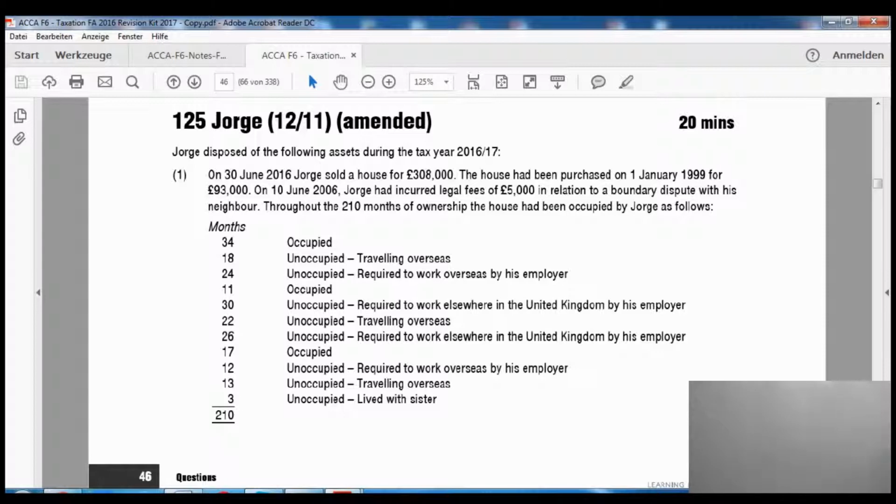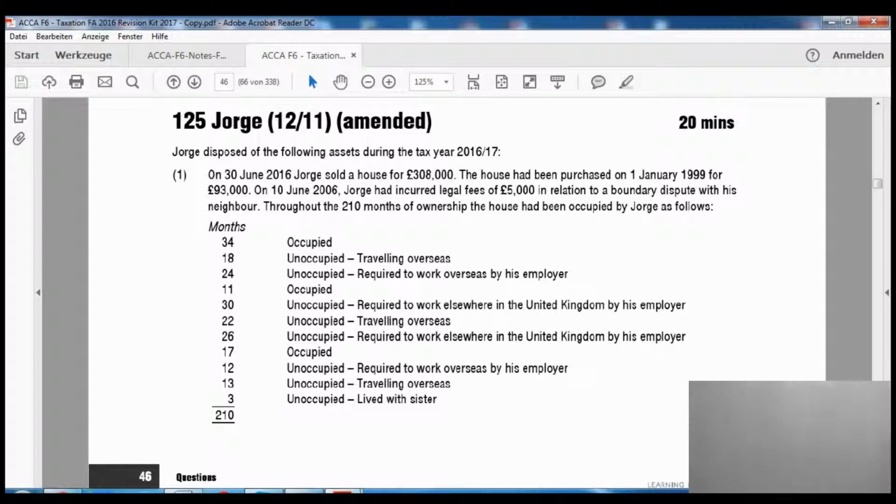So it was purchased for £93,000 in 1999. It was sold for £308,000. On 10th of June 2006, George had incurred legal fee of £5,000 in relation to the boundary dispute with his neighbor. So it is basically enhancement expenditure, you can say.